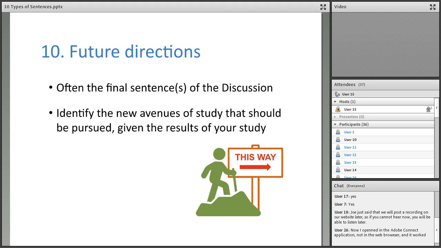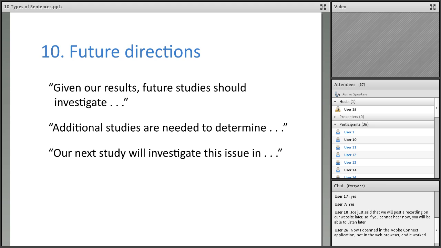Okay, and finally, the 10th and final type of sentence is a future direction sentence. This is often the final sentence of the discussion, and what it does is identify what should be done or could be done given the results of your study. It shows that your study isn't alone in a vacuum, but that it actually lies on this continuum of research.